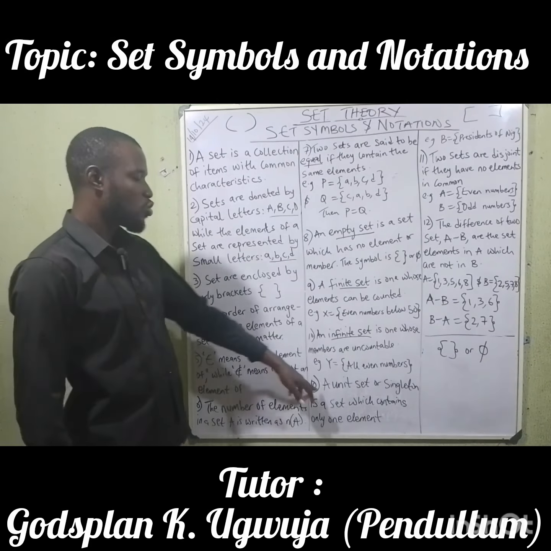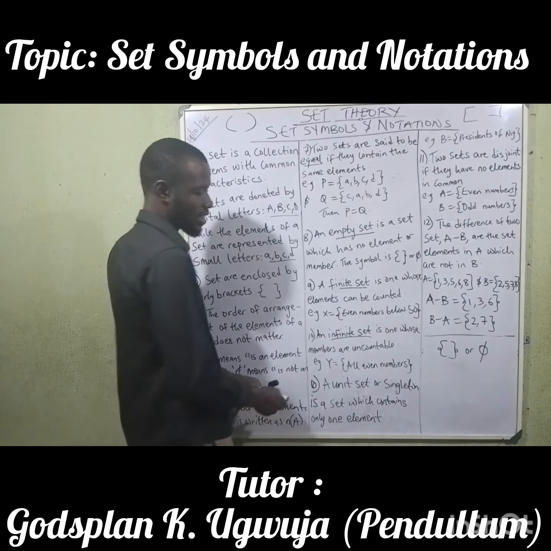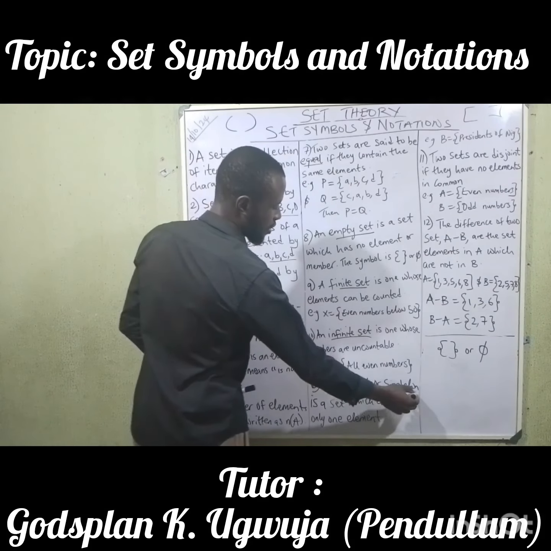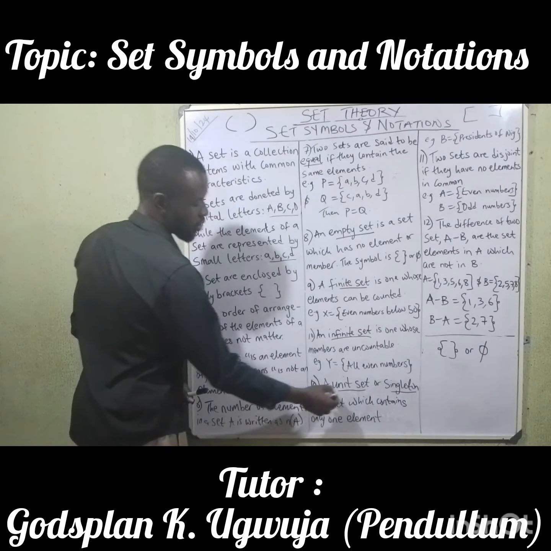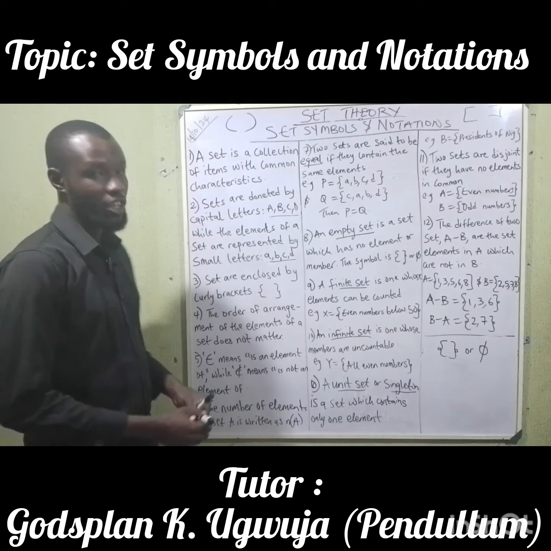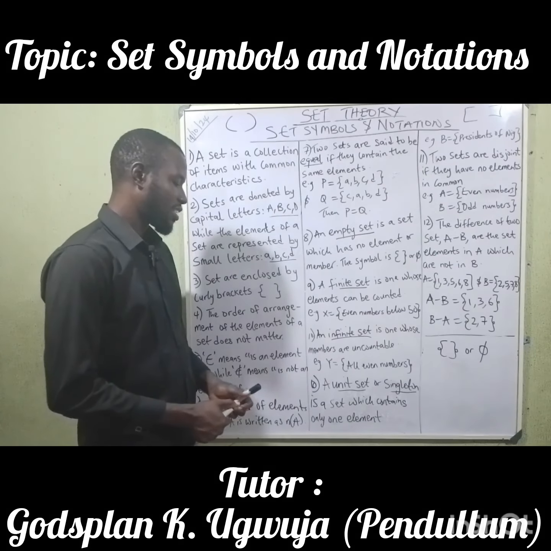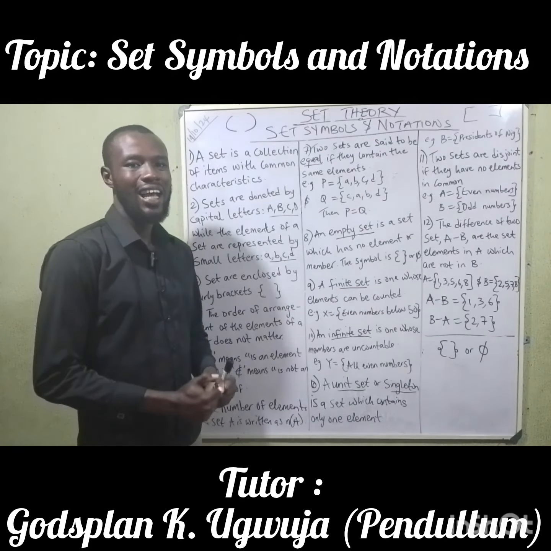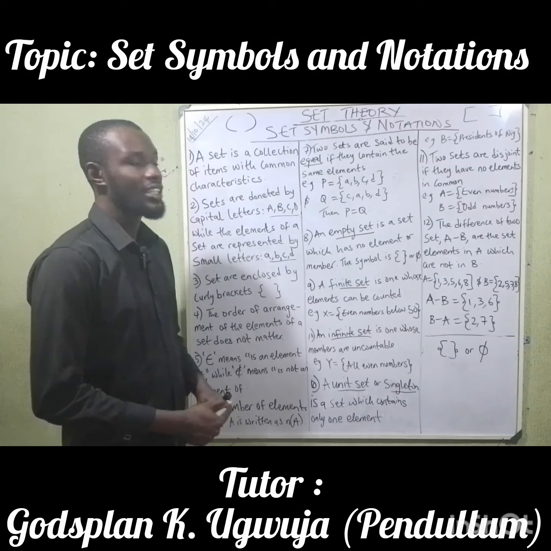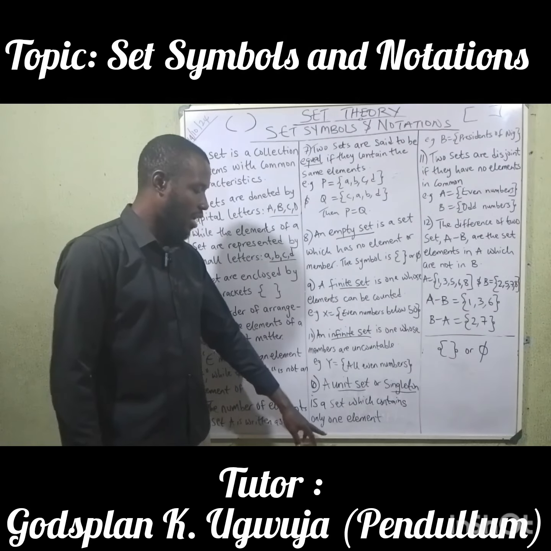Then number 10, we have a unit set, also called a singleton. We have a unit set, which is also called a singleton. Now when we say unit, of course, unit means one. So a unit set is a set that has only one element.